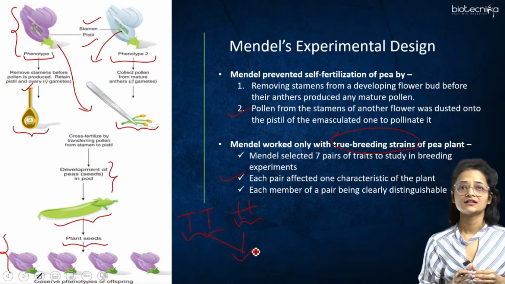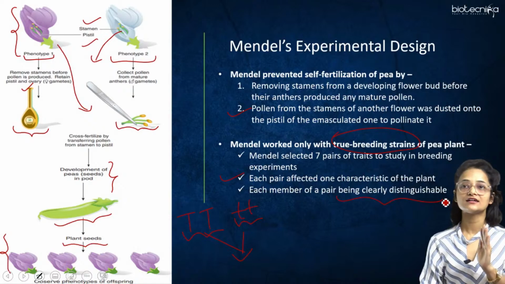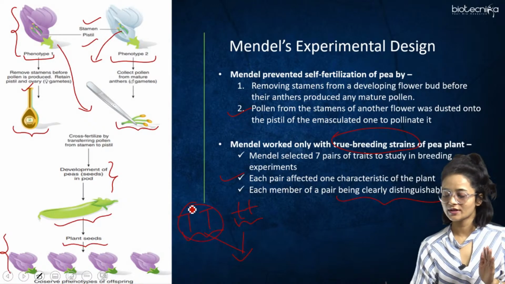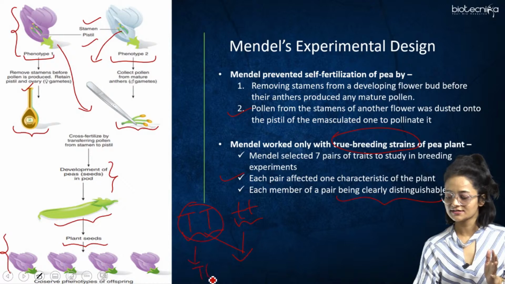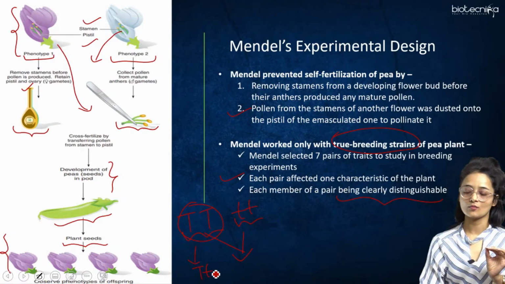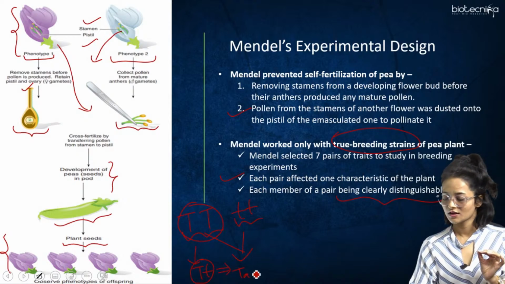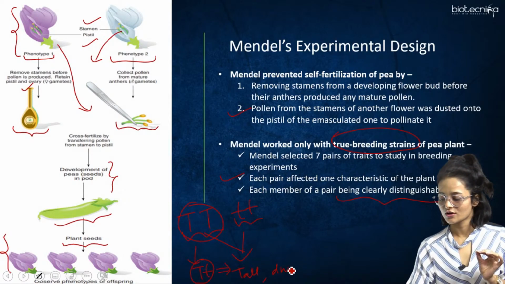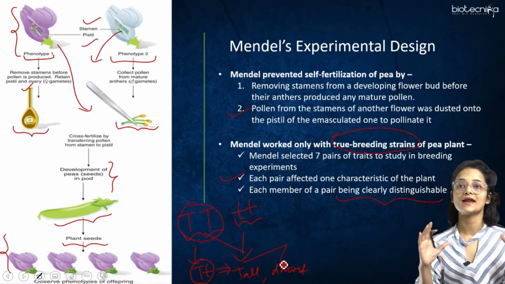Then each member of a pair was clearly distinguishable. So if it would be tall, even if it was present in the heterozygous form, then also this particular plant would be tall, right? And the other one was dwarf. There were only two conditions, right? Not an in-between condition. There was no blending which took place.